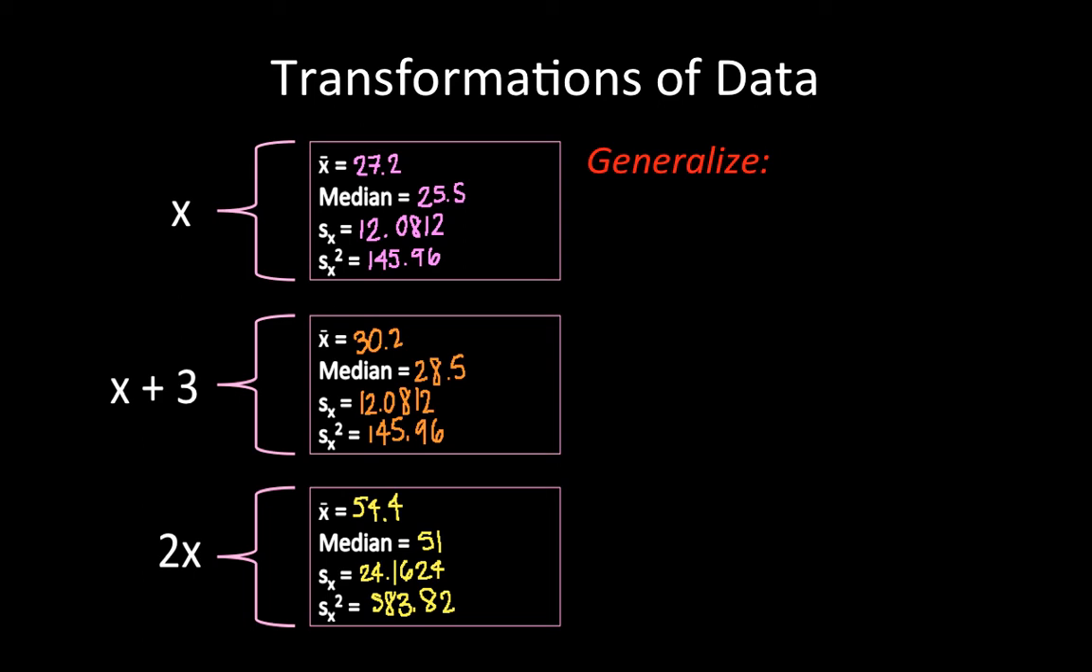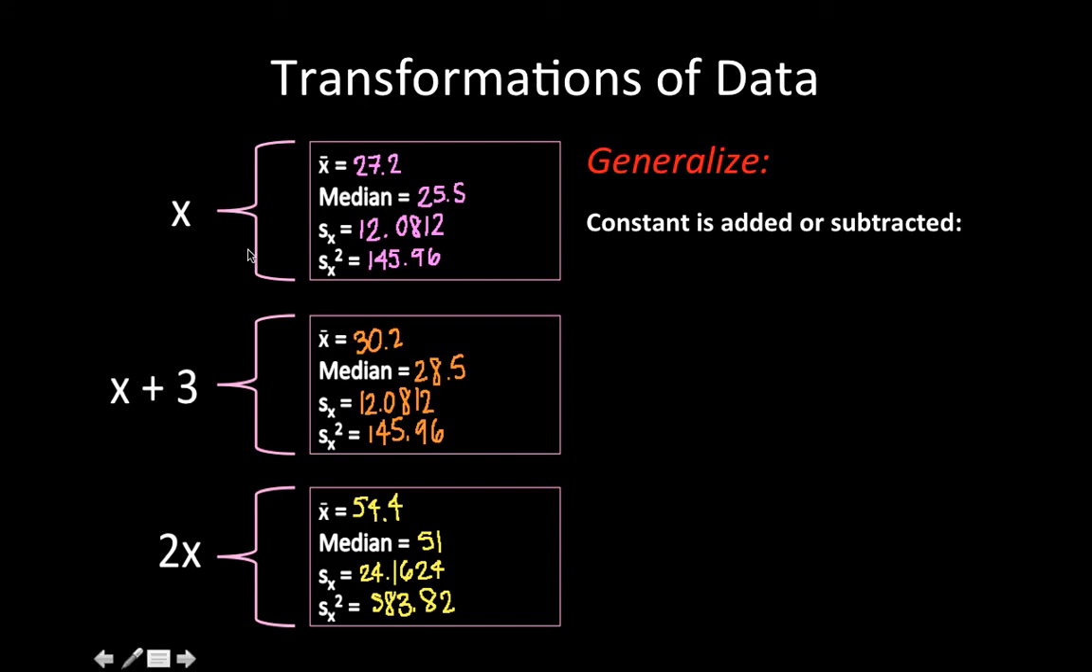Okay, so now that we have all of our data written out for us from the last video, we can start making some generalizations about what this really means. So first let's compare the data that we have for x and x plus 3 and see what it means when we add a constant or subtract a constant from a data set.